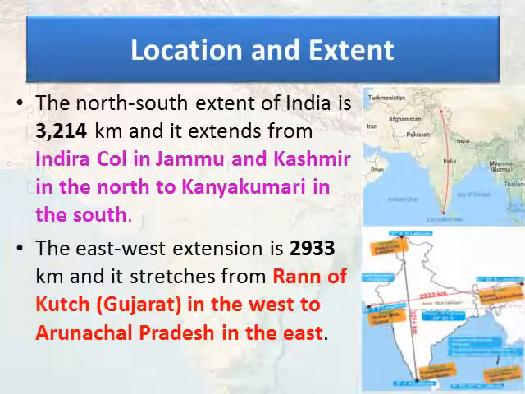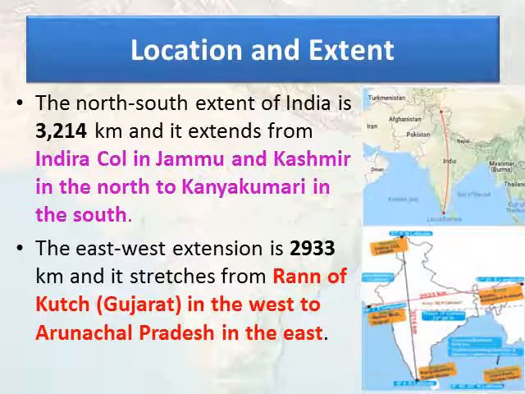Dear children, the Tropic of Cancer, 23 degree 30 minutes north, passes through the middle of the country, dividing it into two halves. That is, northern temperate and southern tropical lands. You can see in the map, the Tropic of Cancer passes through Gujarat, Rajasthan, Madhya Pradesh, Chhattisgarh, Jharkhand, West Bengal, Tripura and Mizoram. That is, the area in the north of Tropic of Cancer is twice the area south to it.